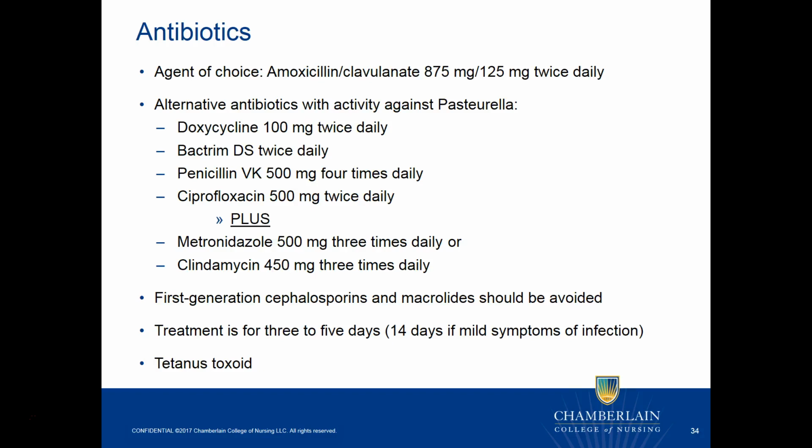First-generation cephalosporins and macrolides should be avoided. The duration of prophylactic oral antibiotics is 3 to 5 days with close follow-up. Tetanus toxoid should be given to those who have completed a primary immunization series but who received the most recent booster 5 or more years ago. Patients with mild infection can be treated initially with the same antibiotics for 5 to 14 days of therapy.